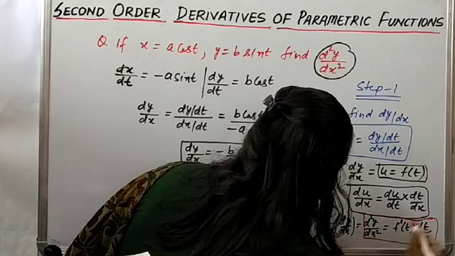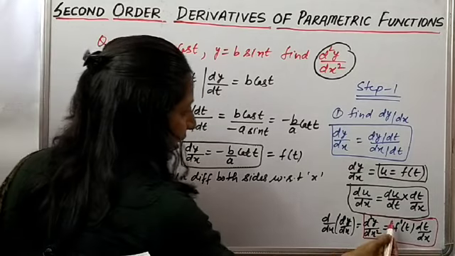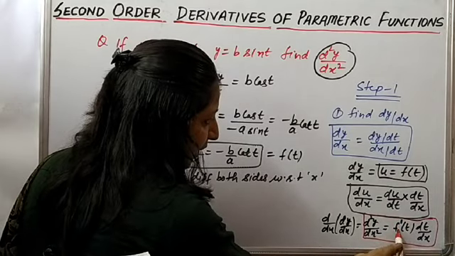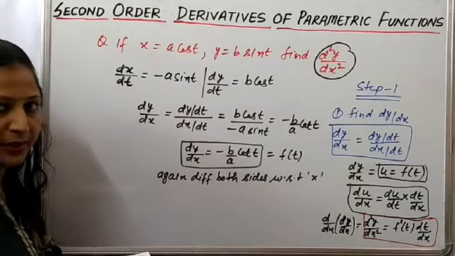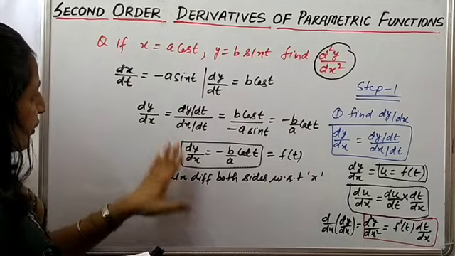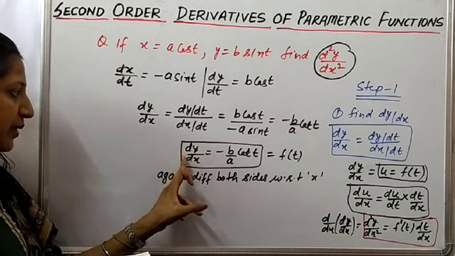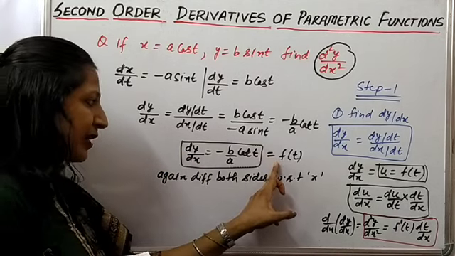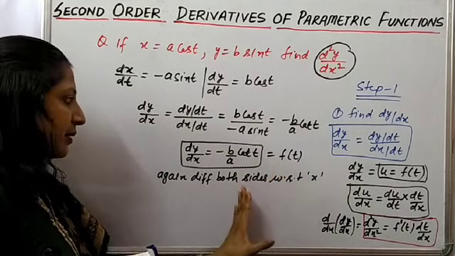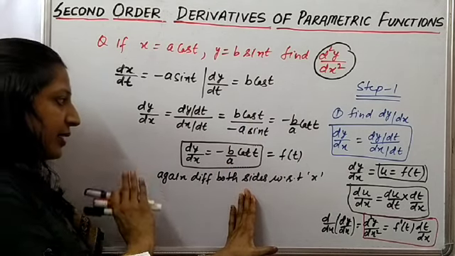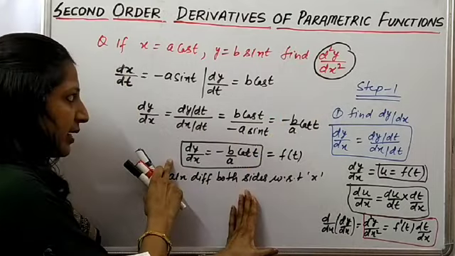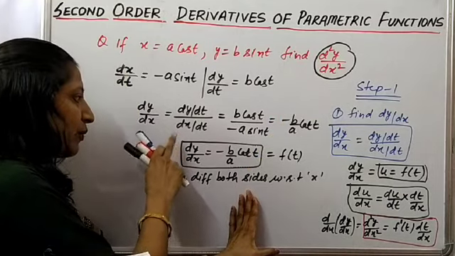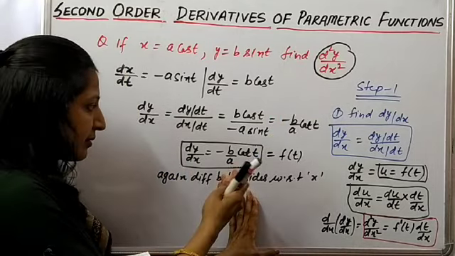So d2y upon dx square from here is equal to, first of all we will differentiate with respect to t, that is f dash t, multiplied by the derivative of t with respect to x, right? So first of all we will find the first order derivative. You can see here the first order derivative is a function of t, right? But we have to differentiate again both sides with respect to x, because we have to find d2y upon dx square, that is the derivative of dy by dx with respect to x, right?